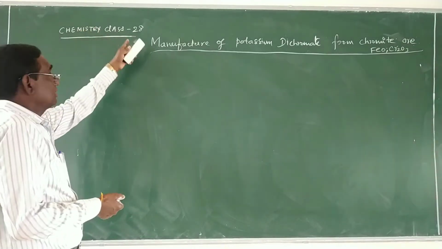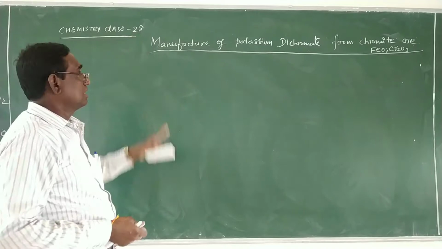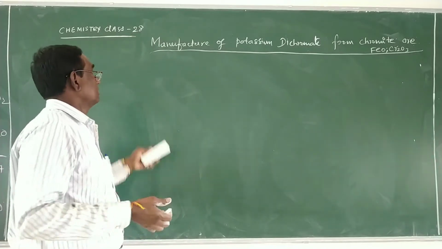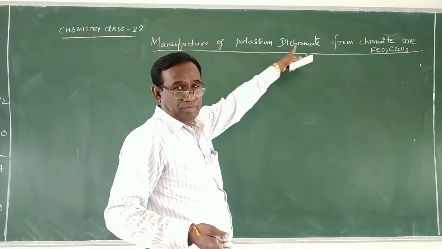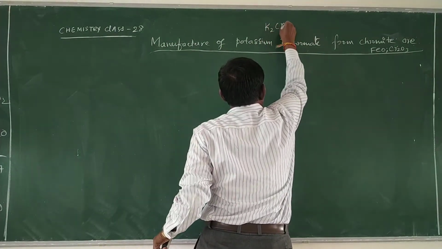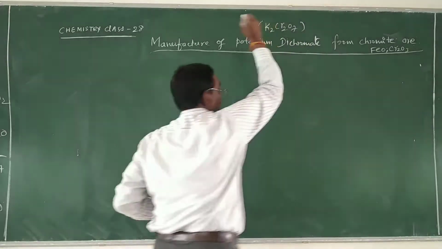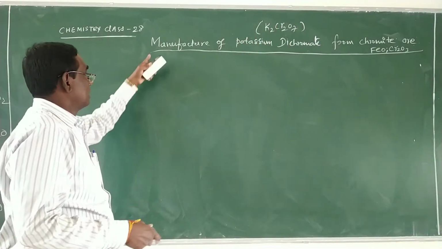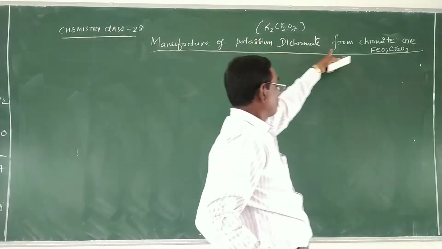Friends, I am going to take chemistry class number 28 and it is also a 3-mark question. That is the manufacture of potassium dichromate. You know the formula for potassium dichromate. What is the formula? K2Cr2O7, orange red crystals. So, manufacture of potassium dichromate from chromite ore.